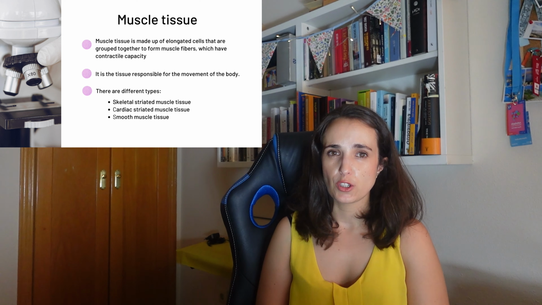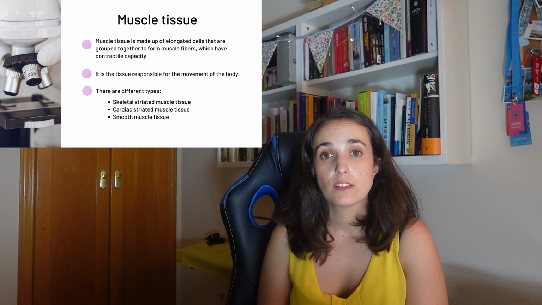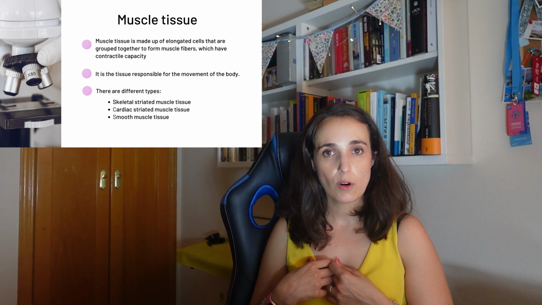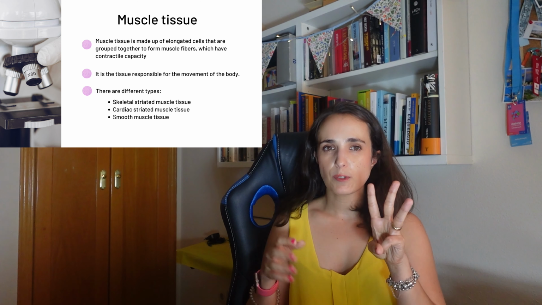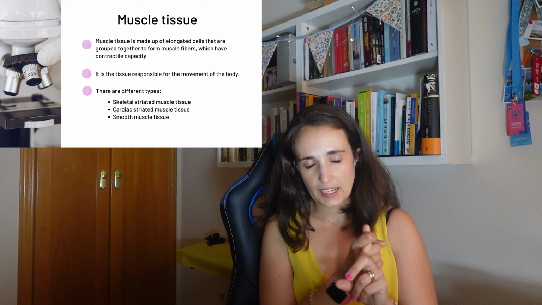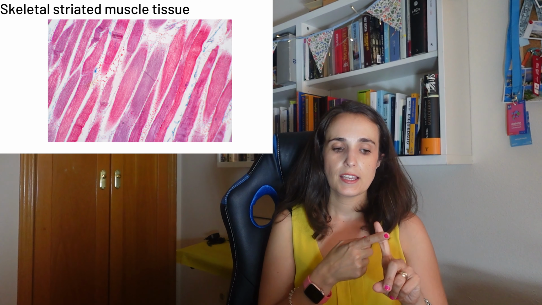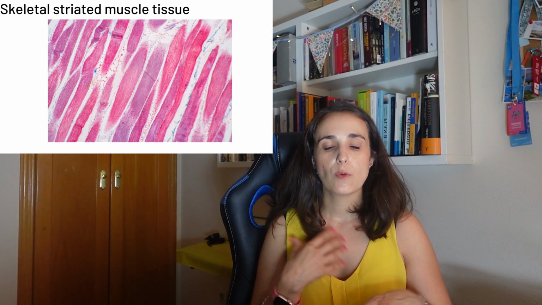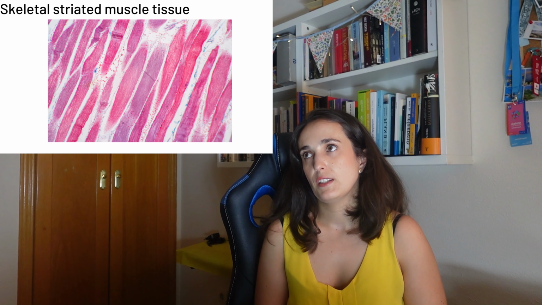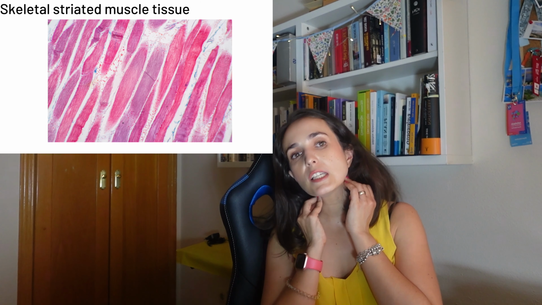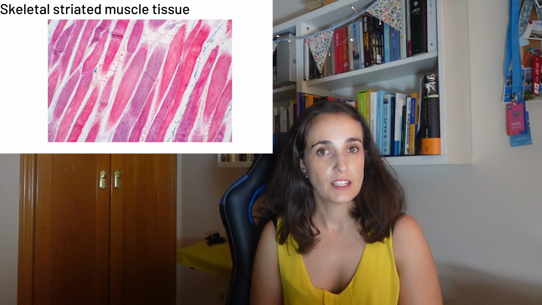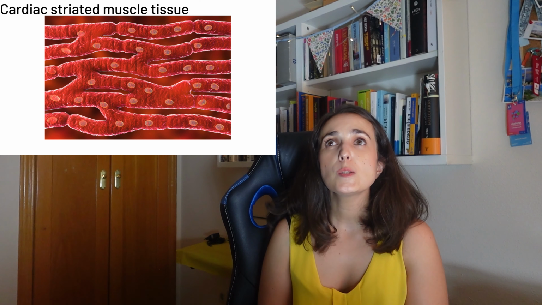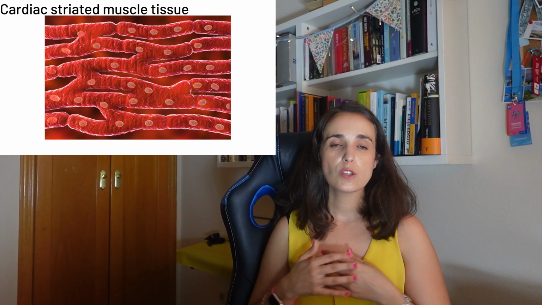The third type of tissue is muscle tissue. It is the tissue that is inside our muscles. We have three types of muscles. The skeletal striated muscle tissue is the tissue inside the muscle we can move voluntarily. If we want to move, for instance, our head, we are using skeletal striated muscle tissue. We have a very special type of striated tissue in our heart, so it's called the cardiac striated muscle tissue. What is the difference?